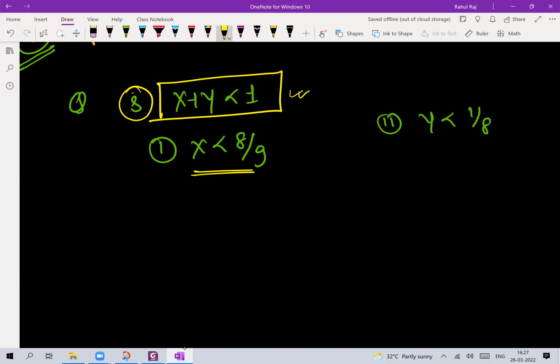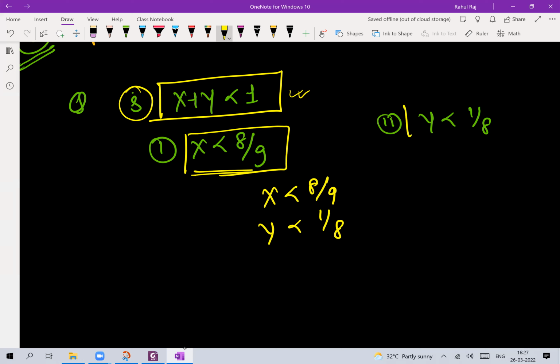So when you're combining, how do you combine? Option number 1 says x is less than 8 by 9. Option number 2 says y is less than 1 by 8. Please understand, when you are combining, these two are inequalities given in front of you, right? So how do you combine the equations? You simply try and solve them.